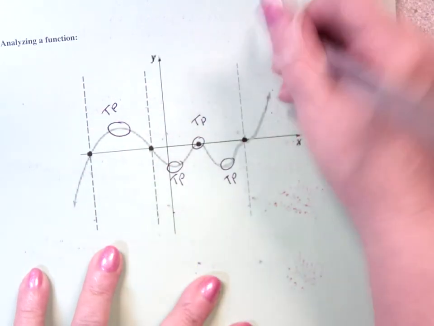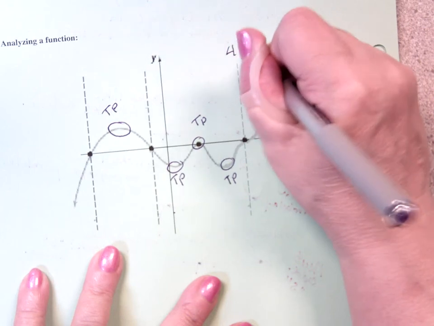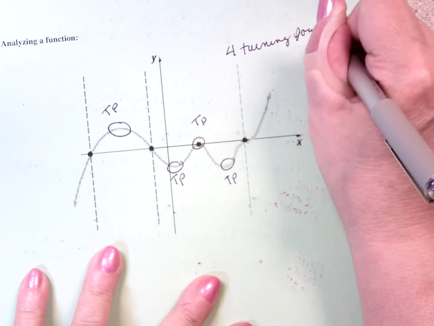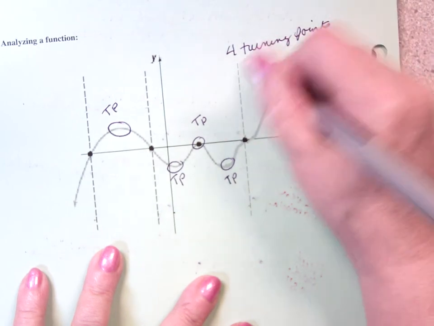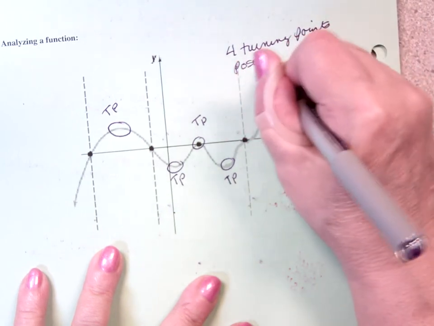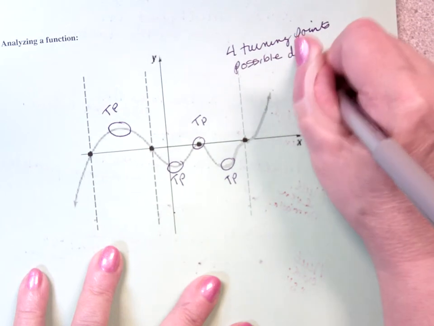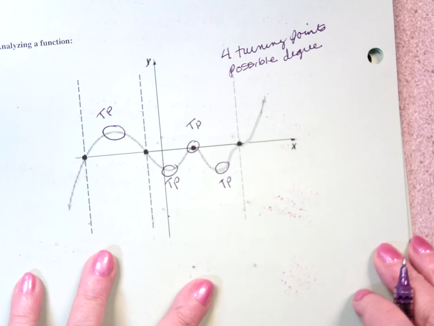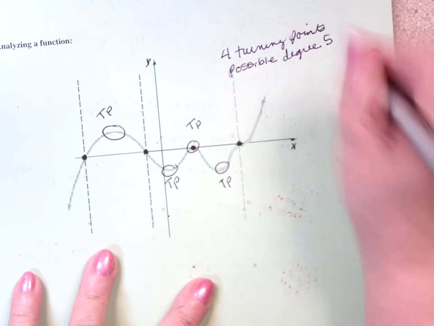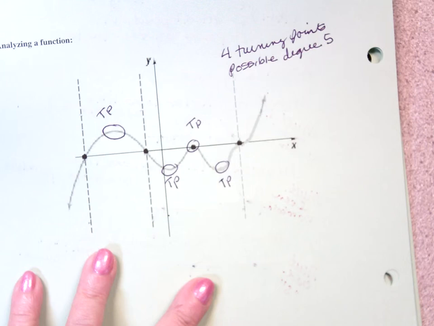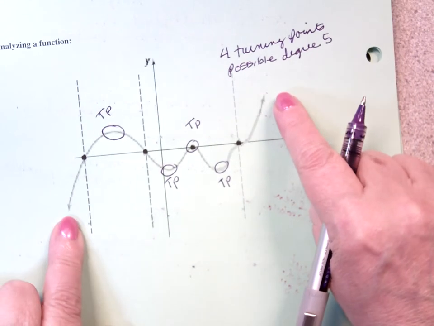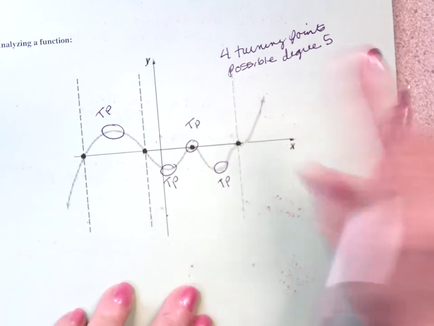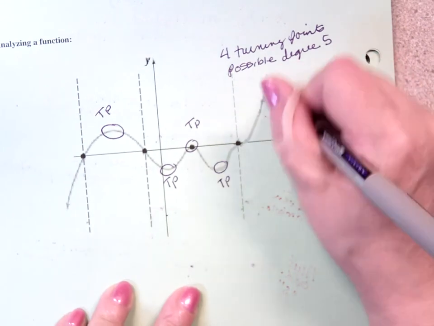What's the maximum degree? Not maximum degree, it's a possible degree. What degree? Not 4 or 5, because the number of turning points is the degree minus 1, so it's odd, because it goes bottom to top. So this guy is odd degree.